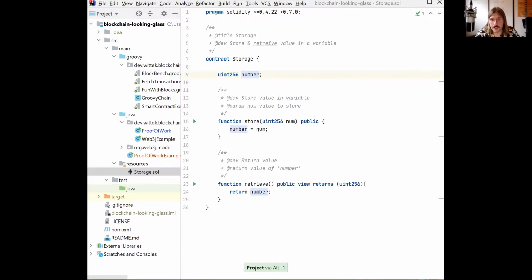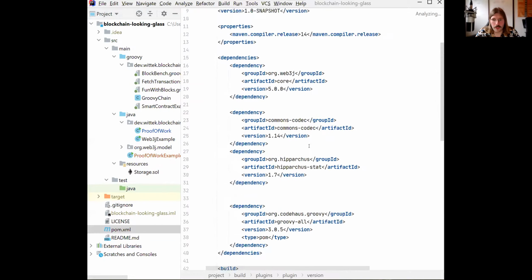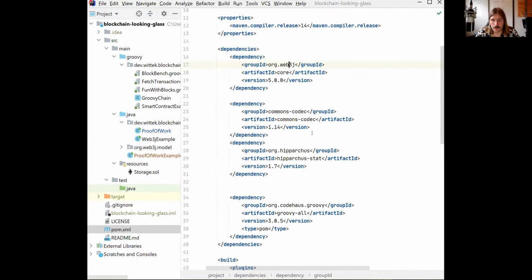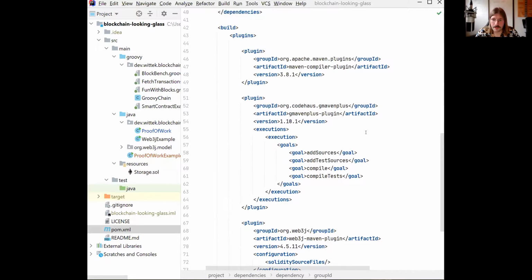So first of all, I have here this smart contract in Solidity. Solidity is a language in which you can write smart contracts that will then be compiled into Ethereum bytecode. I have here a Maven POM. I have Web3j as a dependency, and I also have a plugin, the Web3j Maven plugin.